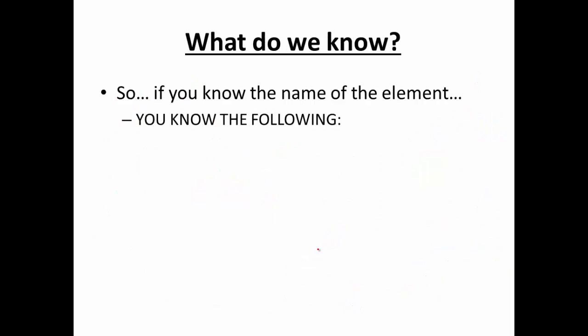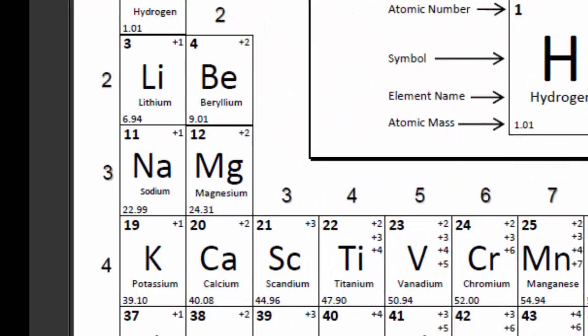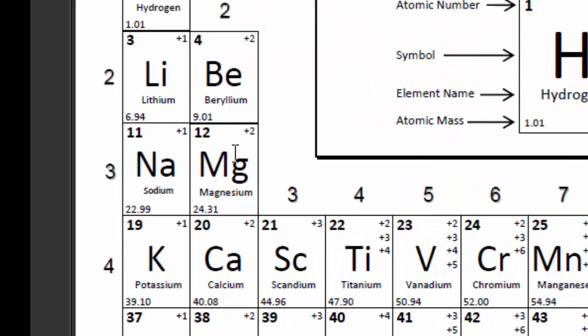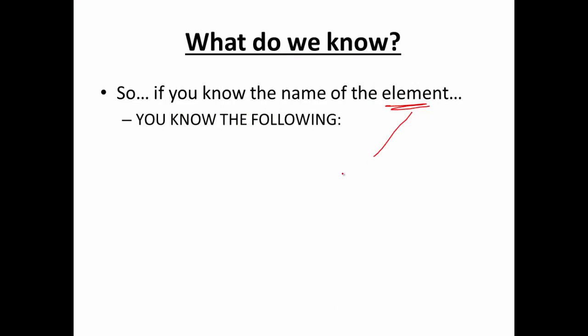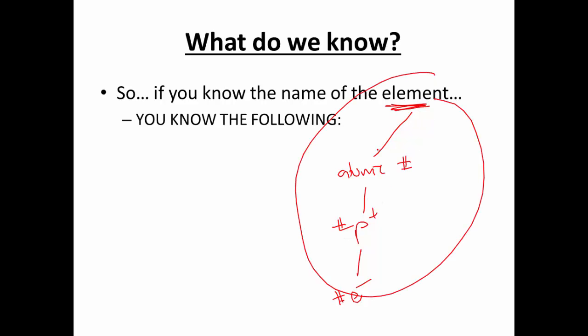So to kind of wrap it up here, what do you know? Essentially, if you know what an element is, I'm going to go to the periodic table. If we're talking about cesium, which is, that's too low. Let's talk about magnesium right there. If you know it's magnesium, you know the atomic number, because you can look it up on the periodic table. And if you know the atomic number, that should be the number of protons. And if it's electrically neutral, that's also the number of electrons. So just from an element name, you know each of these things. And in fact, if you know one of those 4 things, you can find out the other ones as well.